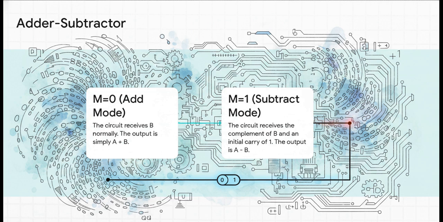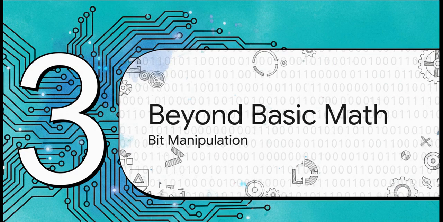The circuit inverts all the bits of the second number and adds 1. This is a technique called taking the two's complement, and it's a mathematical shortcut that, in the world of binary, is the exact same thing as subtracting. So think about it. One wire, one clever trick, and you get two functions in one circuit. That is pure efficiency.